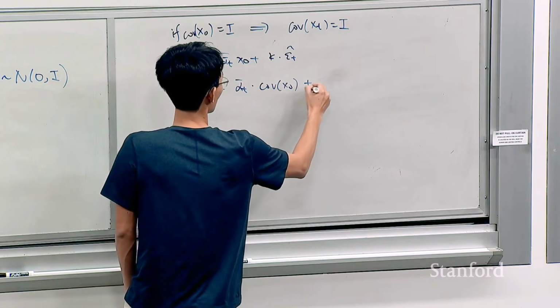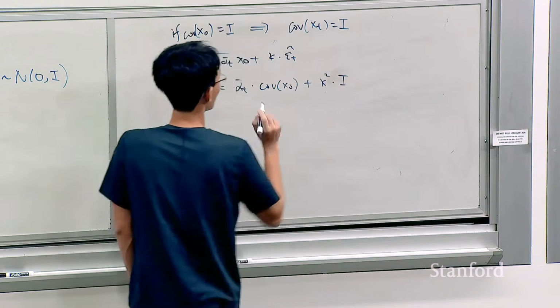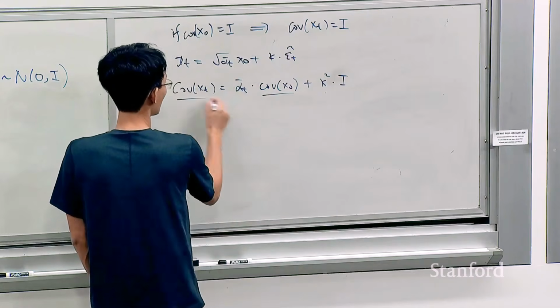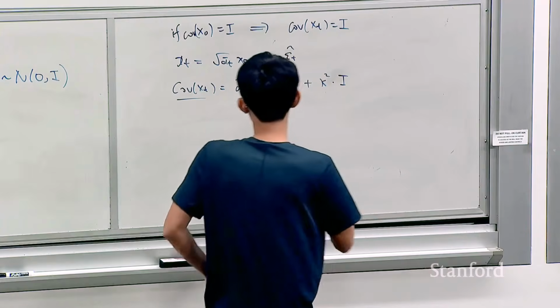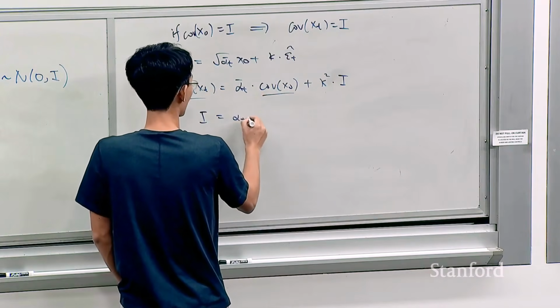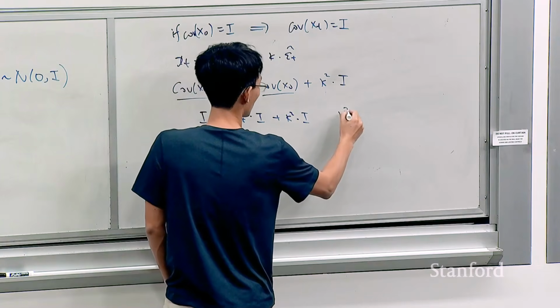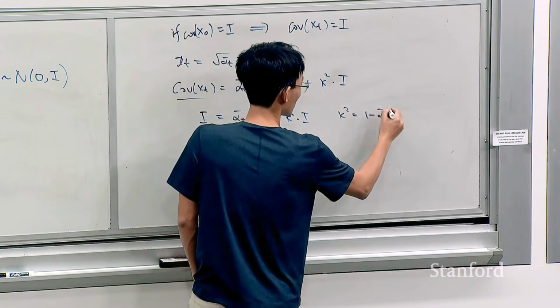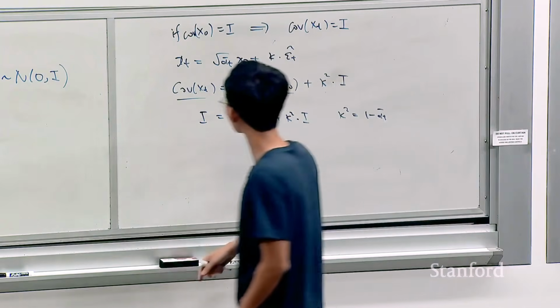Then you can say the covariance of xt is equal to alpha bar t times the covariance of x0 plus kappa square times identity. And then you know this is identity, you know this is identity, so you can solve for kappa square. You just have identity equals alpha bar t identity plus kappa square identity. So kappa square has to be equal to 1 minus alpha bar t.